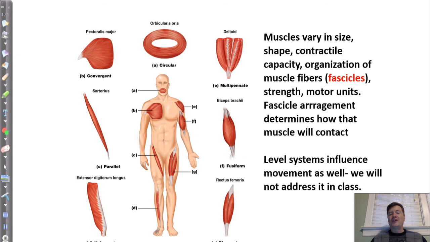This chapter also covers lever systems, levers 1, 2, and 3. We're not going to worry about that. If you take physical therapy classes, you'll learn levers a lot more than you want to.